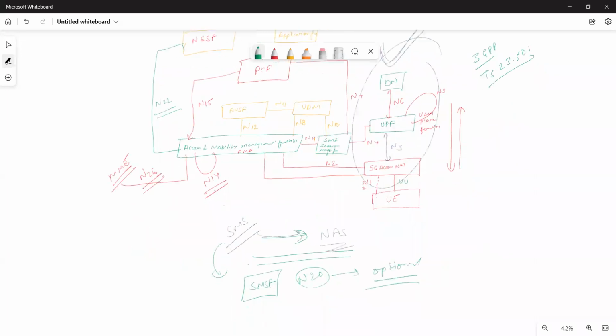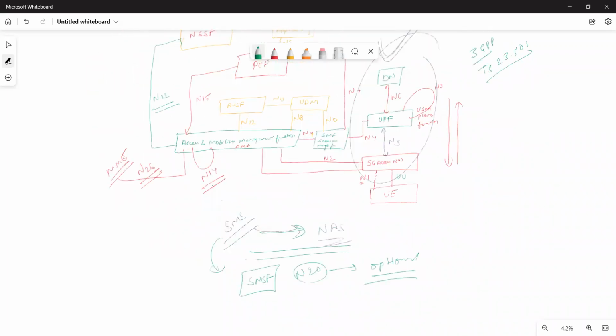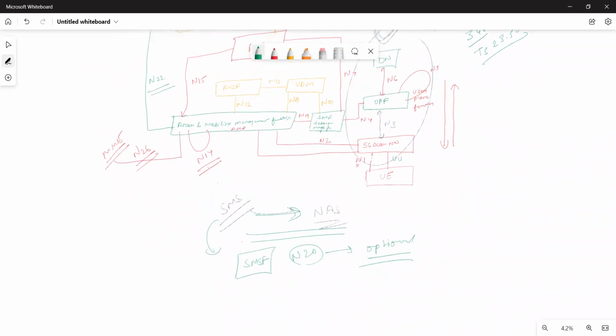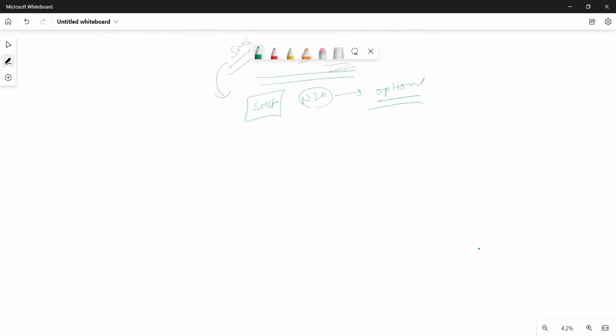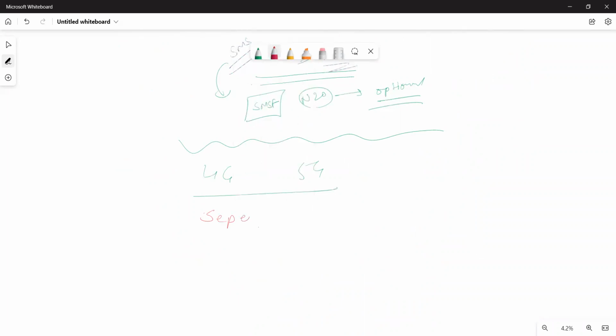Hey guys, looks like the pen battery was over, so we're back again. So we were discussing reference point system architecture, right? There is one interesting key aspect here that we're going to discuss as a difference between your 4G and 5G. An important characteristic is the separation of user plane and control plane, right?